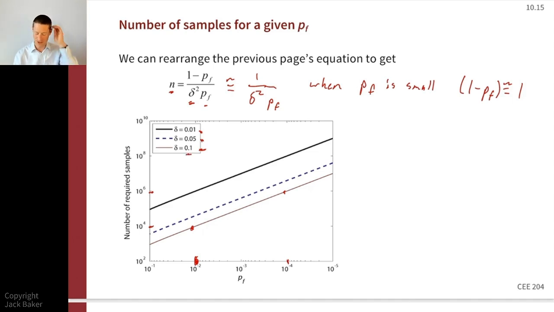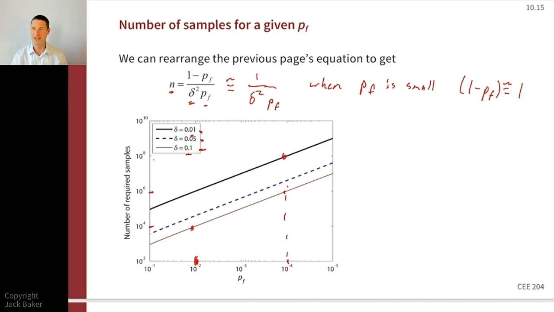What if I want this pretty precisely? If I was looking for a 0.01 coefficient of variation and I had a 10 to the minus 4 probability of failure, now I'm looking at almost 10 to the 8 simulations. This is like hundreds of millions of simulations. And the number of simulations can get really large when we're looking at these situations where we have small probabilities of failure, which we often do, and if we're interested in reasonable precision in our answer.